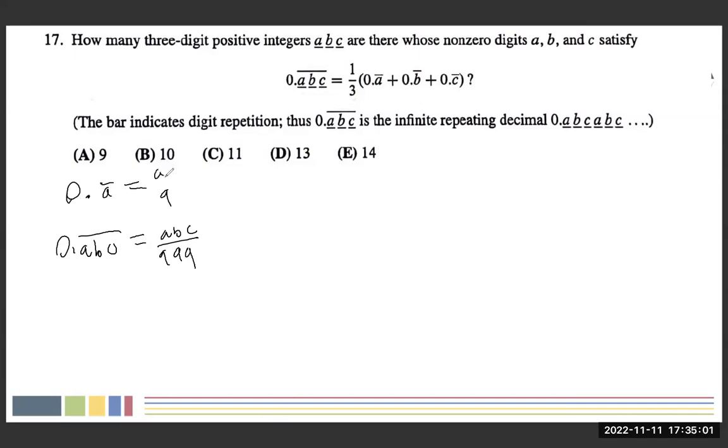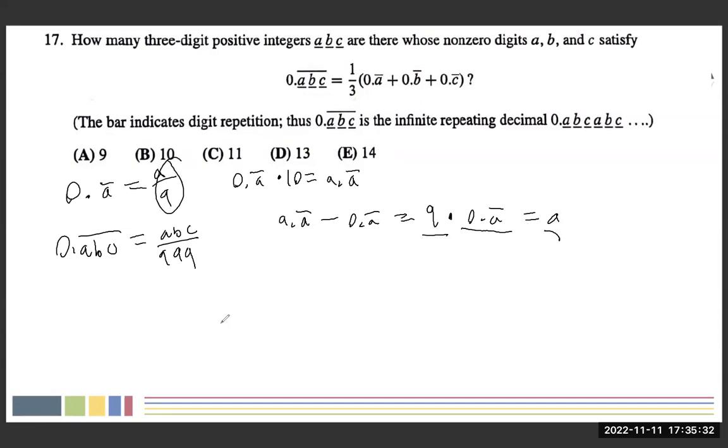Well, let's think about it. If we take 0 point A and we multiply it by 10, this gives us A point A, right? And if we subtract 0 point A, this gives us 9 times 0 point A, obviously, right? But this is also equal to just A. So basically, this is equal to A over 9, right? All right, so that makes sense.